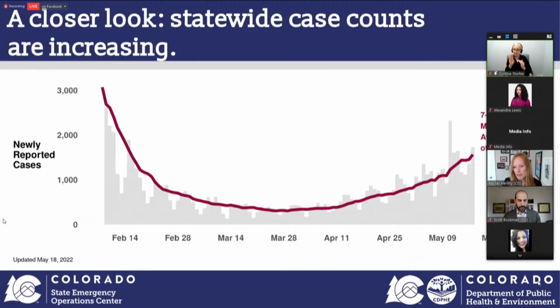So you can see that we do see a little bit of day-to-day variability in the data, but overall, we do see this clear increasing trend in the number of cases that are occurring in Colorado right now. To put it in perspective, of course, we know that the numbers continue to be relatively low compared to what we've seen in previous waves, but of course, still have that upward trajectory right now. Next slide, please.